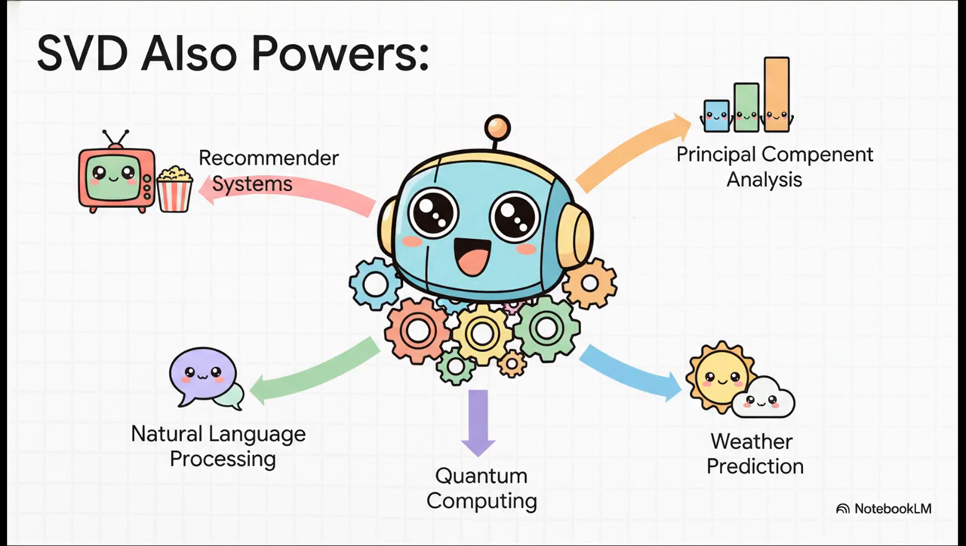And this trick of finding the most important components goes so far beyond just images. It is the engine behind those recommender systems on Netflix and Amazon. It's a cornerstone of data science in a tool called PCA. It helps computers understand human language, and it even pops up in mind-bendingly complex fields like quantum computing and weather forecasting. In every single case, it's all about finding the essential signal buried in all the noise.